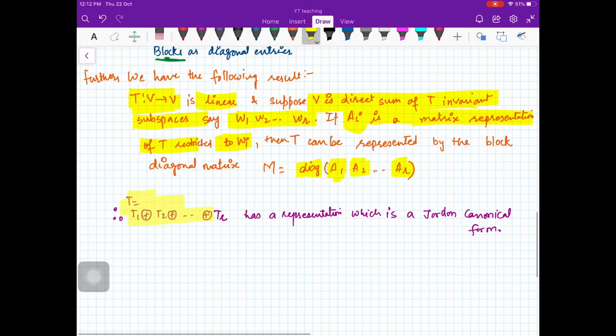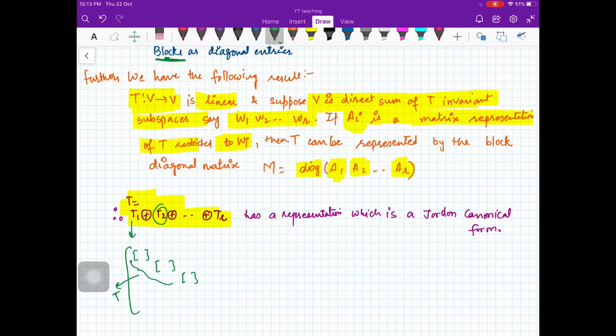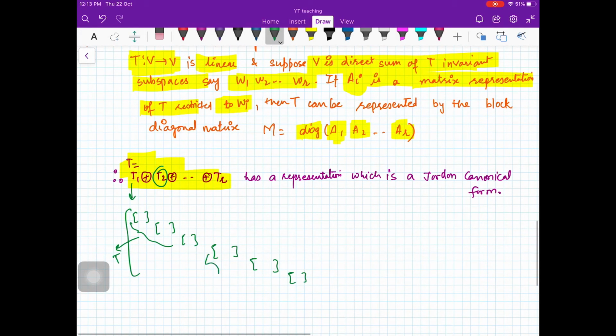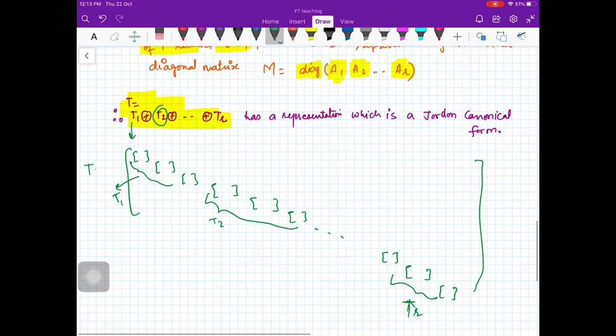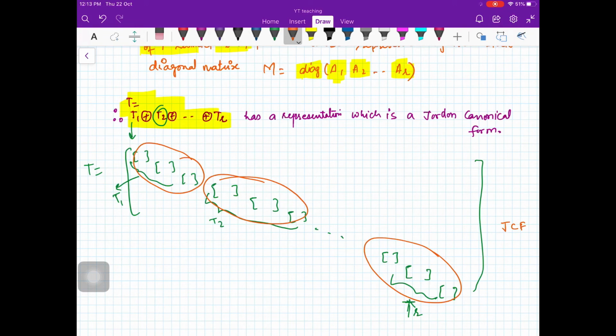According to this, your T is T1, T2, Tr. T1 has a representation where you have Jordan blocks on the diagonal. Then T2 again has a representation where it has Jordan blocks on the diagonal, and so on. Tr again has a representation where it has Jordan blocks on the diagonal. So ultimately this is the representation of T, with Jordan blocks on the diagonal. So this is in Jordan canonical form.